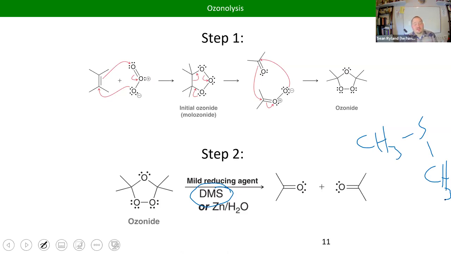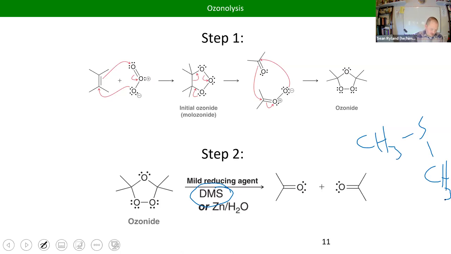And actually you see this as an impurity in beer sometimes. If your beer is not made properly, DMS gets produced by the yeast when the yeast is stressed, when it's not healthy. It winds up producing DMS in small amounts, which is not a particularly good flavor to have in your beer. But it is a mild reducing agent.